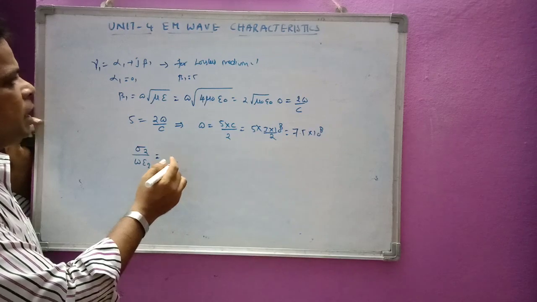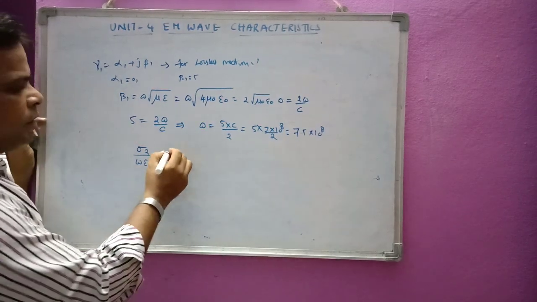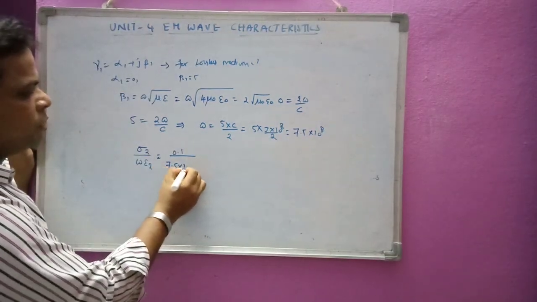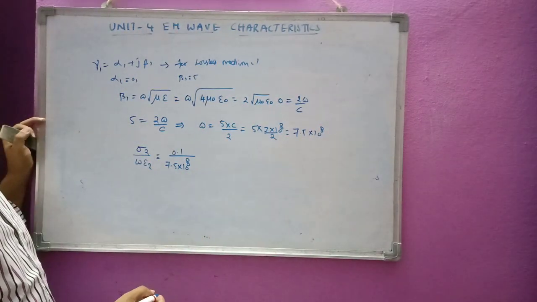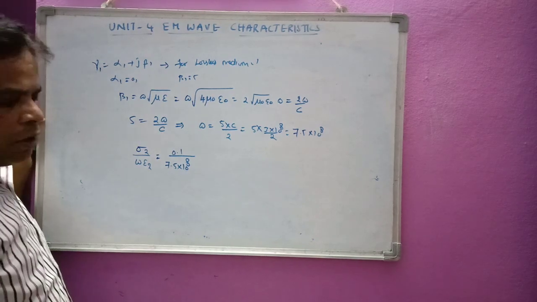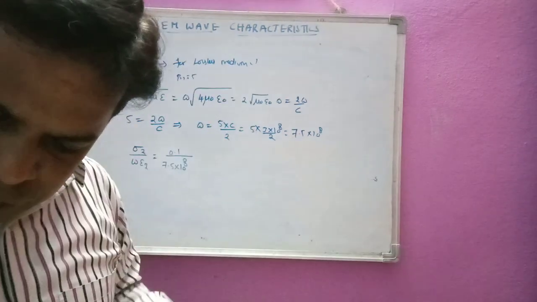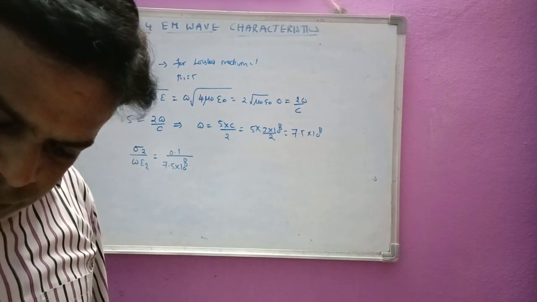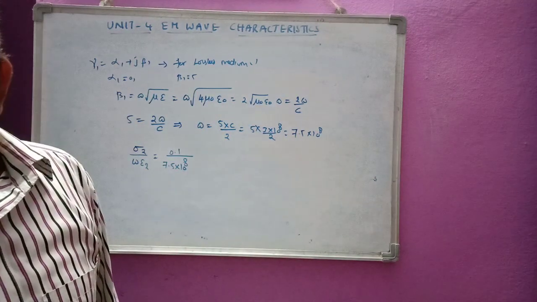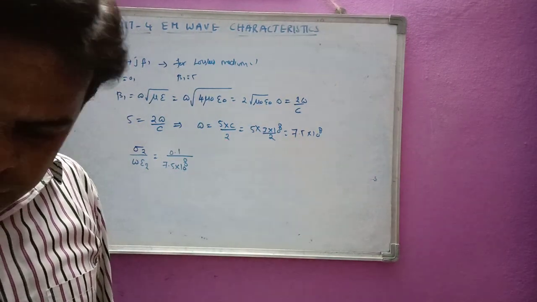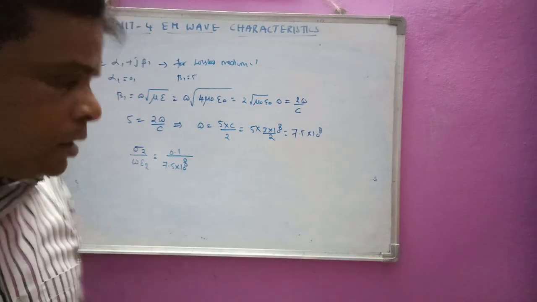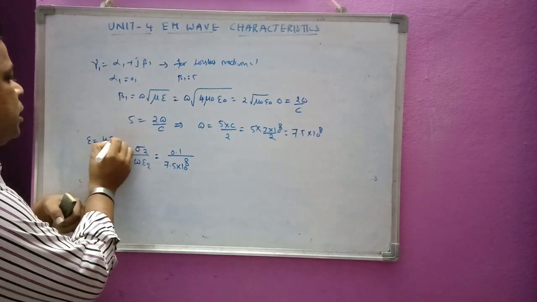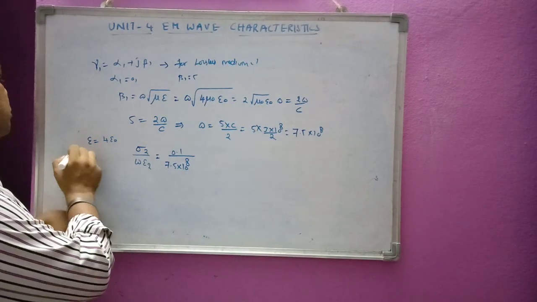Sigma 2 he has given as 0.1, and omega is not going to change anyhow, that is 7.5 into 10 to the power of 8. Epsilon 2 he has given as 4 epsilon naught for medium 2. Actually in the question I have written epsilon is equal to epsilon naught, that is not the value. Actually for medium 2 he has given epsilon is equal to 4 epsilon naught. Try to rectify that one, and mu is equal to mu naught.